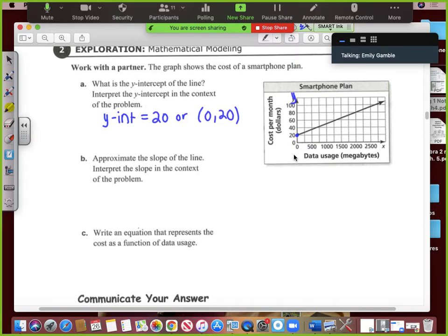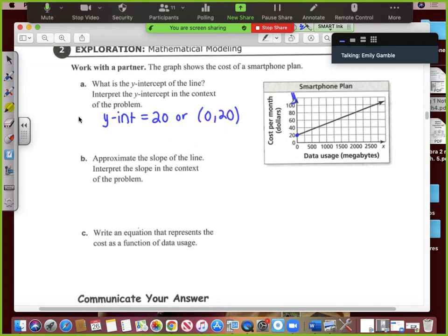So how much you pay monthly is not what the y-intercept starting point means in this problem. Because at 0 months, the cost is $20 for this phone plan. So that doesn't mean that you pay that per month because this is at 0 months.